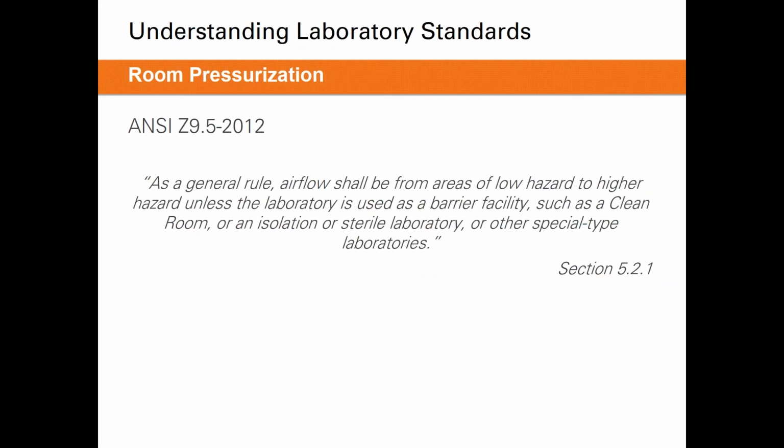As a general rule, airflow shall flow from areas of lower hazard to higher hazard. So unless the room is a clean room or an isolation or sterile laboratory, we want the highest hazard room to be the most negative in the pressure cascade. If we have an area that's being used for more general applications and an area that's being used for working with hydrofluoric and nitric acid, we'll want airflow to flow to the general area and then into the more hazardous lab.